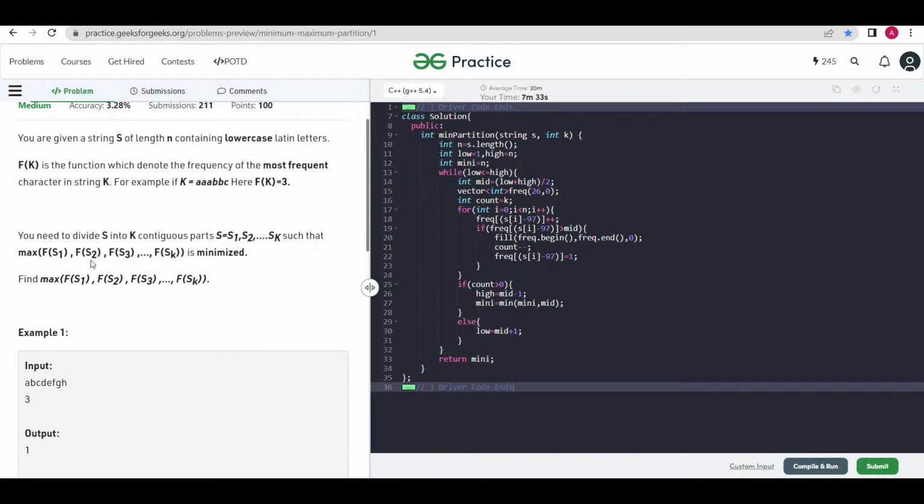We can easily find the most frequent character in a particular string, and for all the strings after partition, we find these maximum frequency values. That maximum value should be minimized. So that is the task we need to perform.